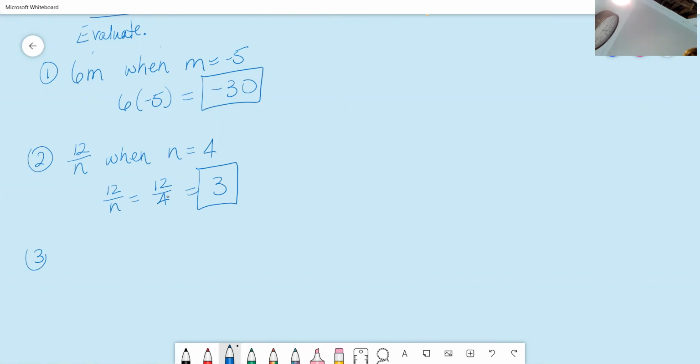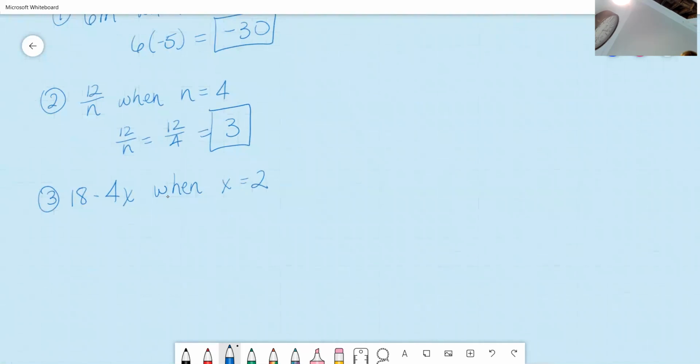All right, so number 3, 18 minus 4x when x equals 2. All right, so 18 minus 4x equals 18 minus 4 times 2. So go ahead and solve that first. 18 minus 8 gives us 10.